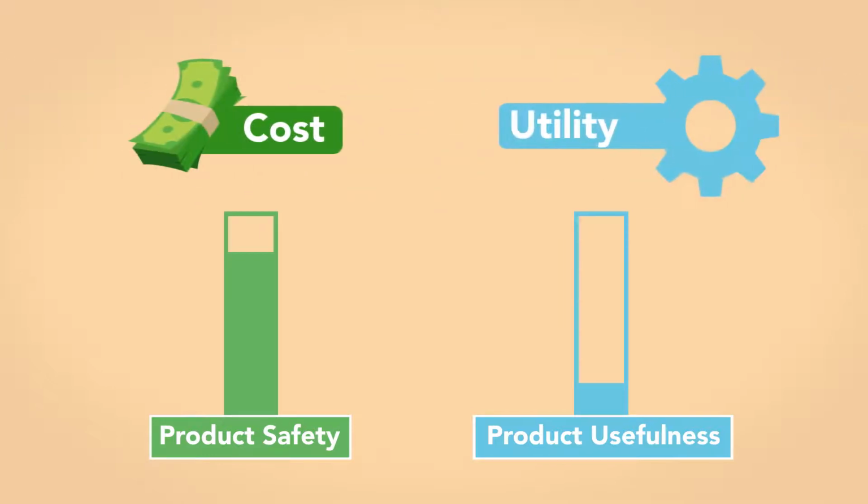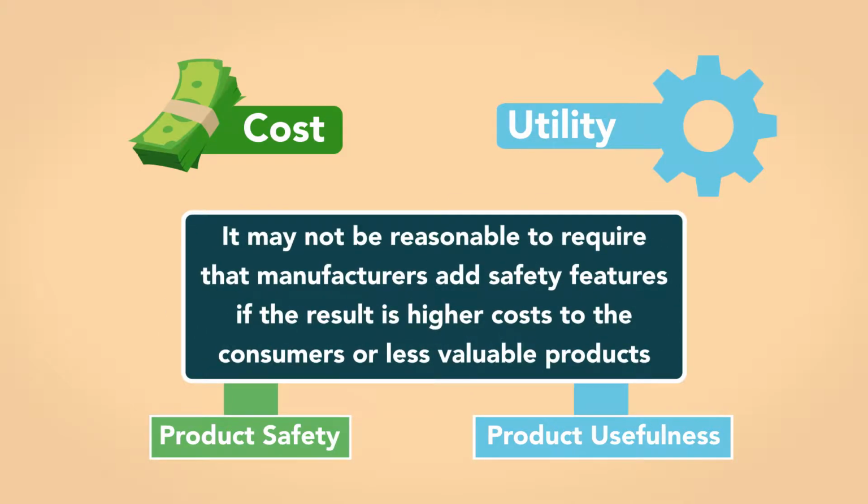This is why cost and utility are essential to determining the reasonableness of an alternative design. It may not be reasonable to require that manufacturers add safety features if the result is higher cost to the consumers or less valuable products.